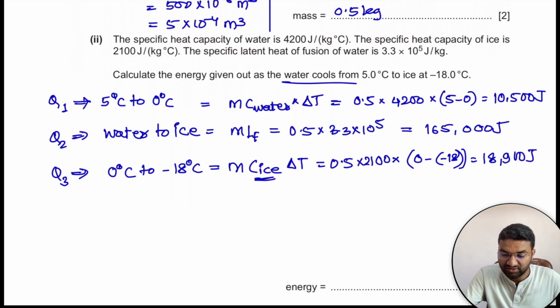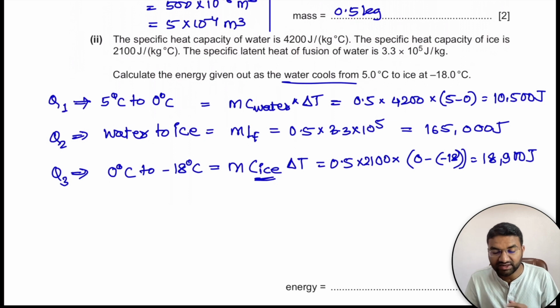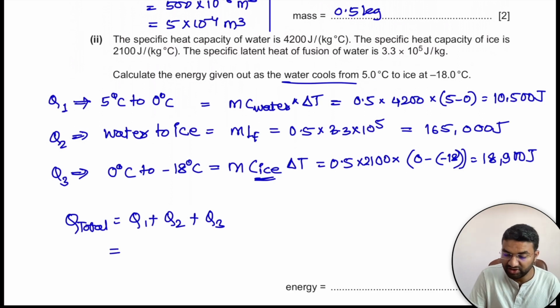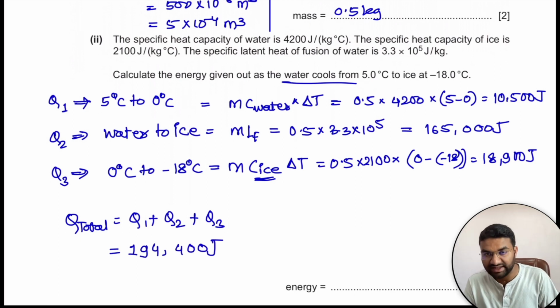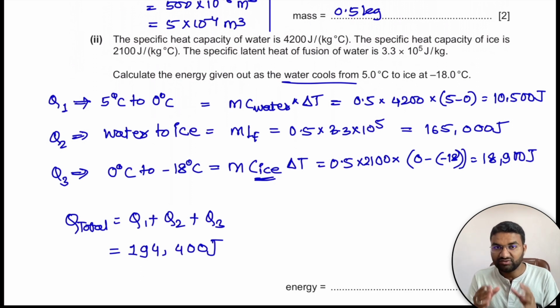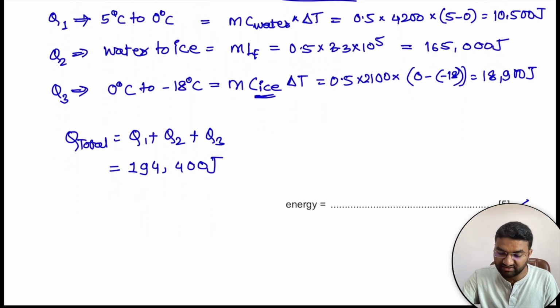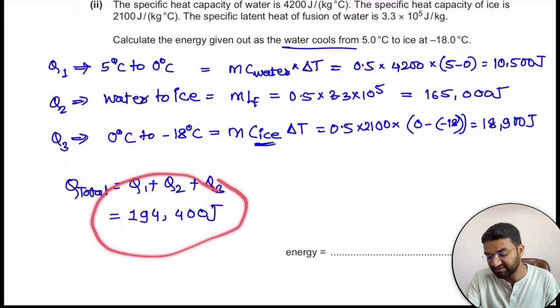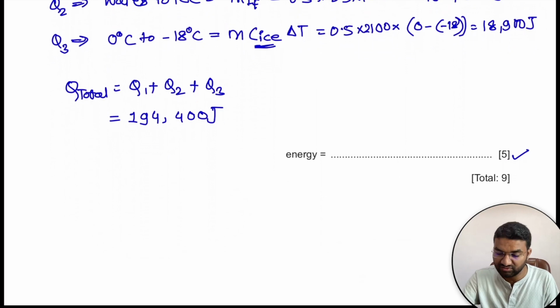So it will be equal to 18,900 joule. The total energy given out is Q total equal to Q1 plus Q2 plus Q3. Add the three of them, use the calculator straight away, and you will get 194,400 joule. You will get the energy given out. This is how you have to solve or approach this question. This is for around 5 marks, and if you write all these steps step by step, then you will get the answer correct and 5 out of 5 marks for this question.